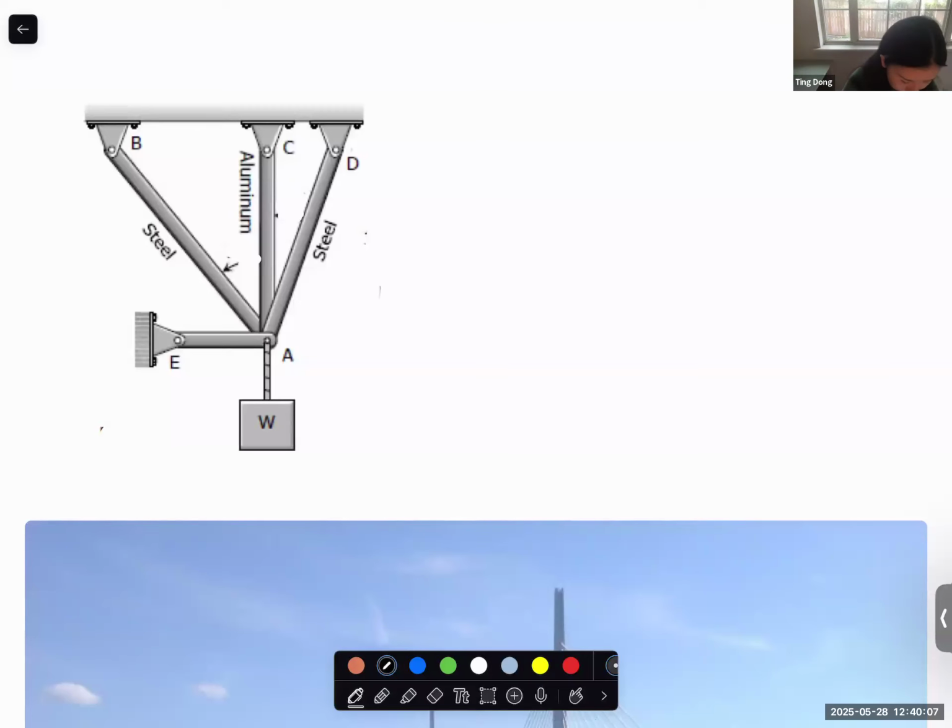So today's content is chapter 2.2. It's a statically indeterminate system.